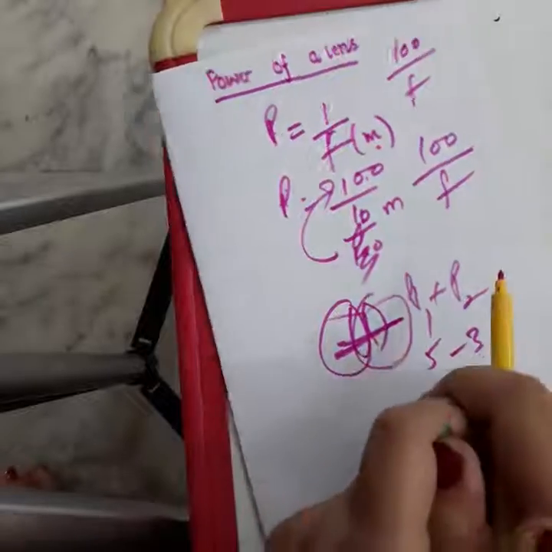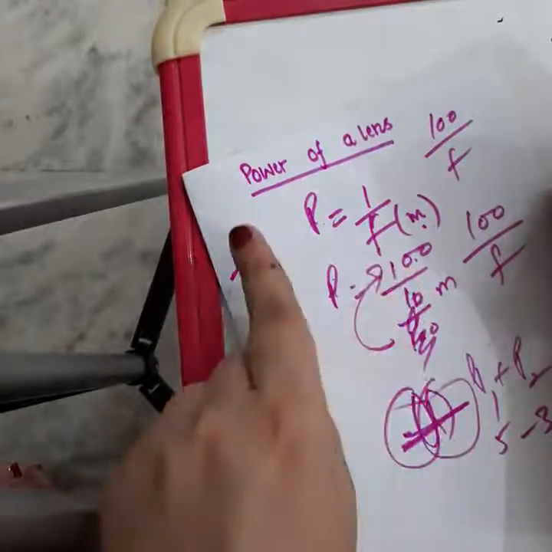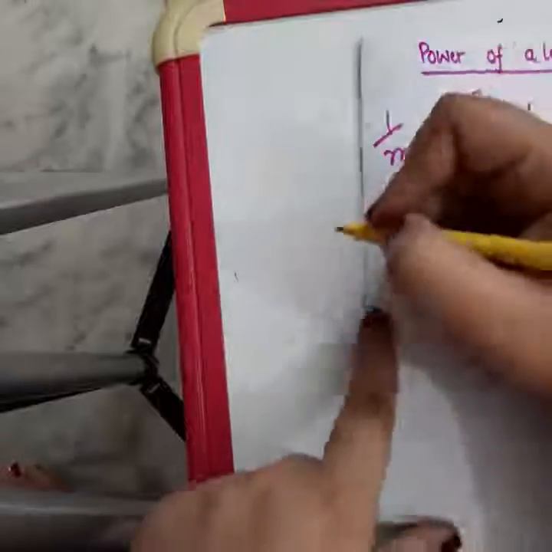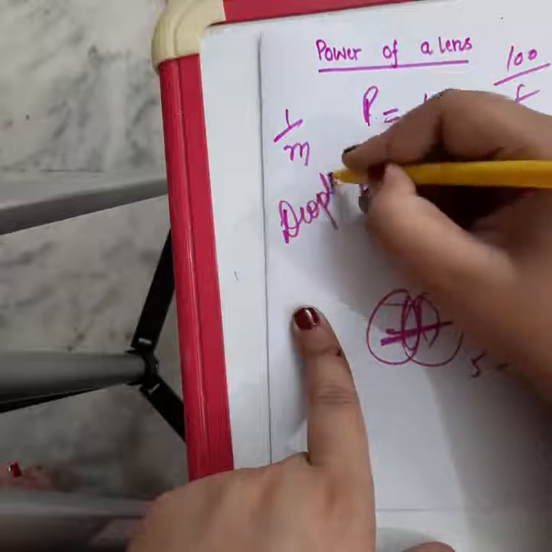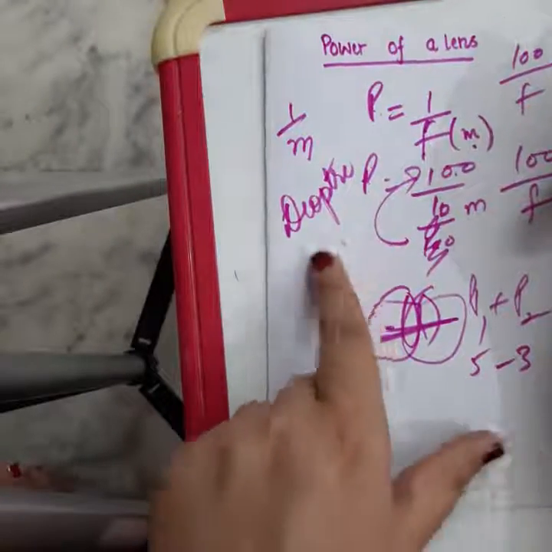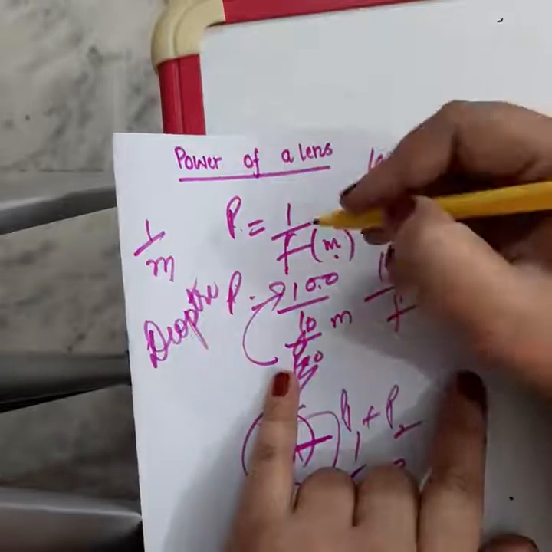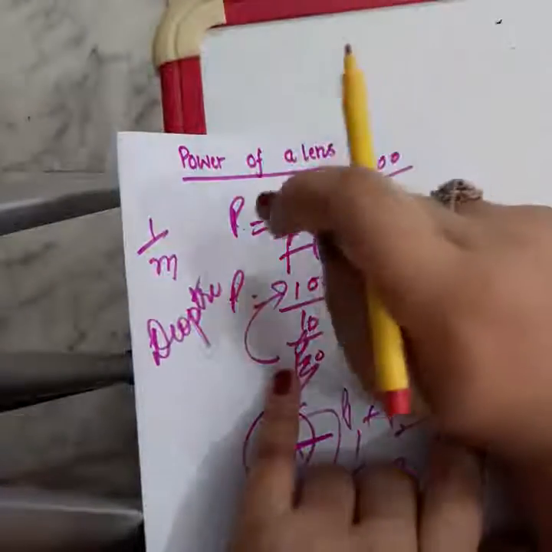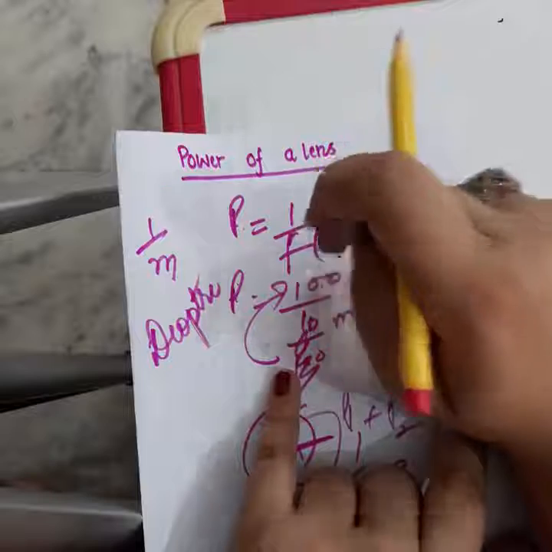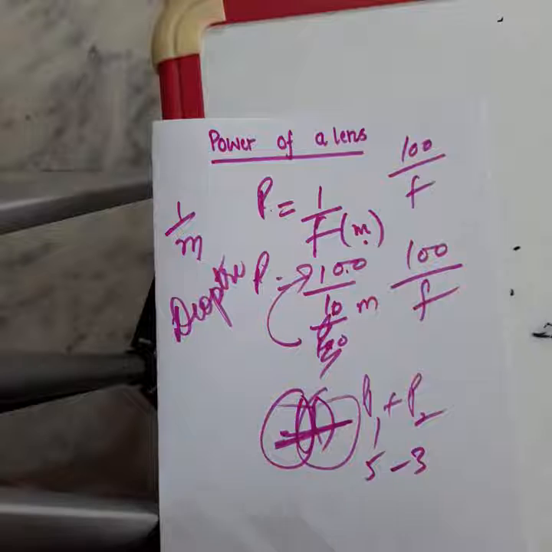But let's have a look at what the units of power are. Of course I know that the unit of power should be 1 upon meter because it is 1 upon focal length, so it would be 1 upon meter, but we give a different name to the unit of power and that name is diopter. Okay, the name is diopter. It is the unit for power. And what is the explanation of 1 diopter? See, when are you going to get 1 diopter? When the focal length is 1 meter. So the power of a lens is said to be 1 diopter when the focal length is 1 meter. Okay, so this is all about the power of a lens.